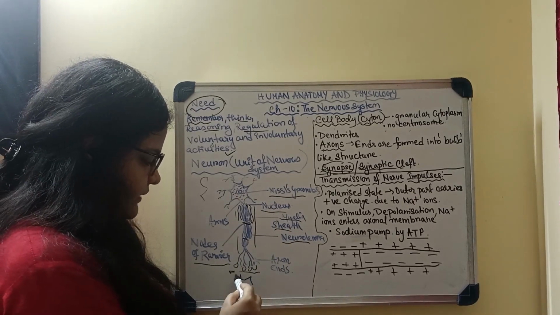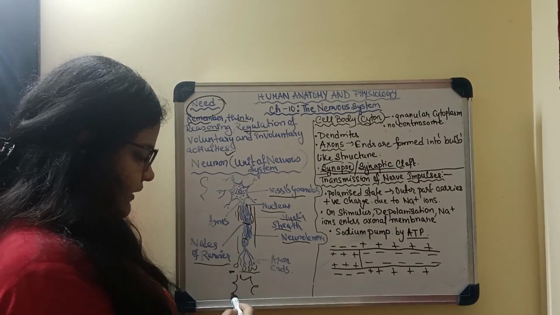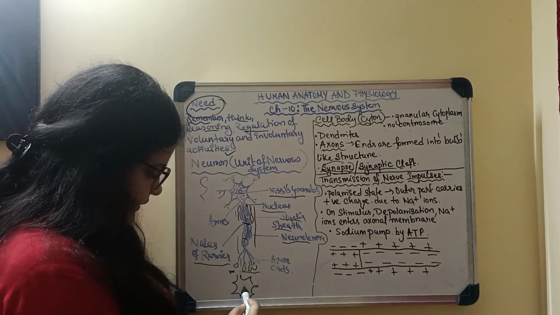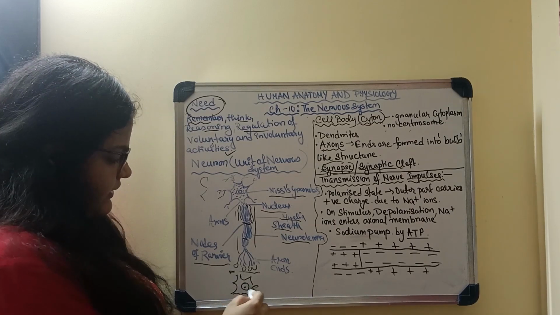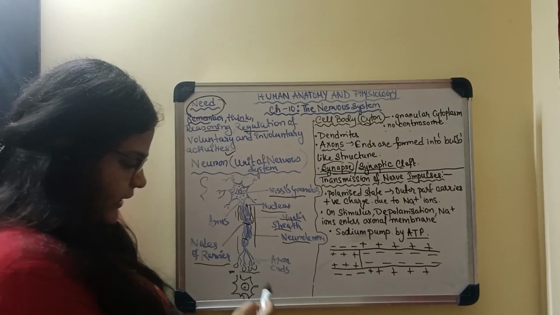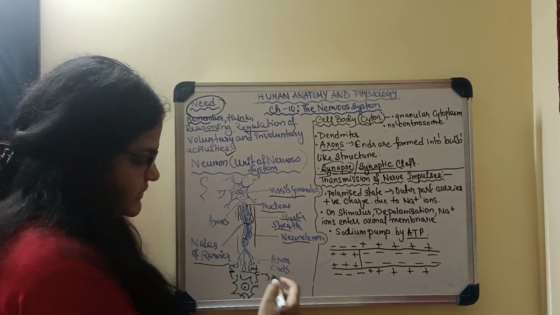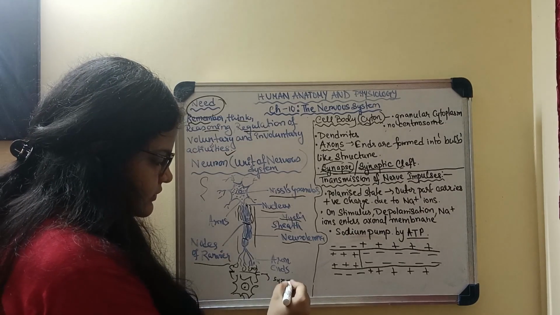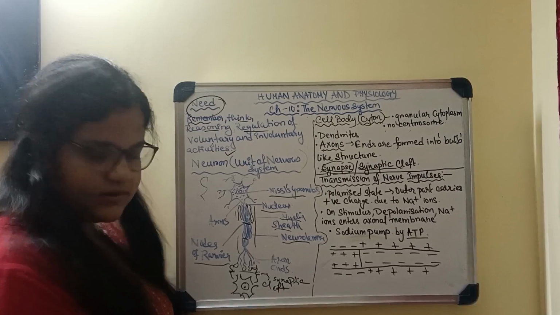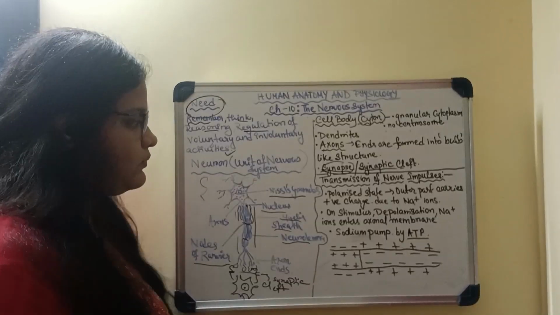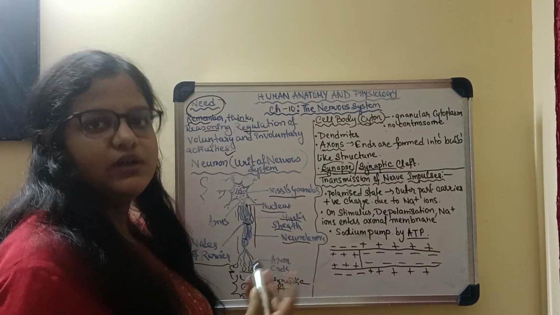So that gap is known as the synaptic cleft. Now I will draw it here and show you. Suppose another neuron starts from here, then this gap is known as the synaptic cleft. Okay, good. Next, we will move on with the transmission of nerve impulses through the neurons.